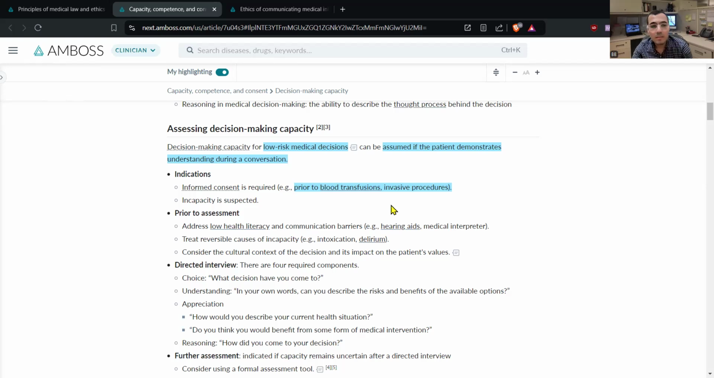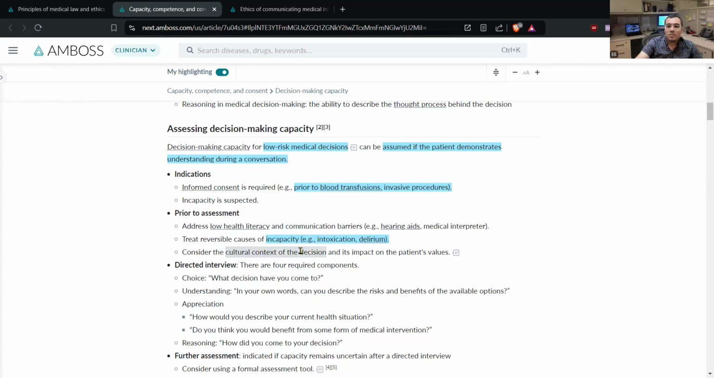Prior to assessment, address low health literacy and communication barriers like hearing aids or the need for a medical interpreter. If the patient is speaking Spanish or has hearing aids, I need to confirm that I have a medical interpreter on the side, or that they can hear me and their hearing aids are working properly. Treat reversible causes of incapacity like intoxication and delirium. If the patient is in severe alcoholic intoxication right now, I need to treat it first prior to assessing their decision-making capacity. Same concept for mental illness if they are in uncontrolled mania or anything.